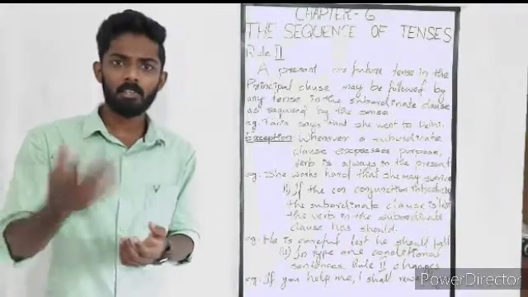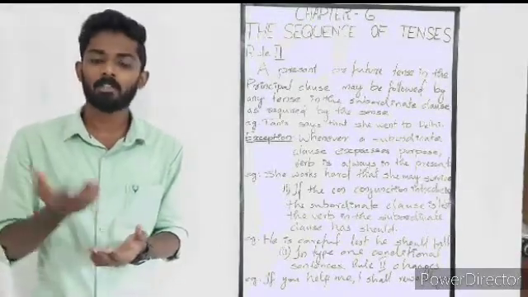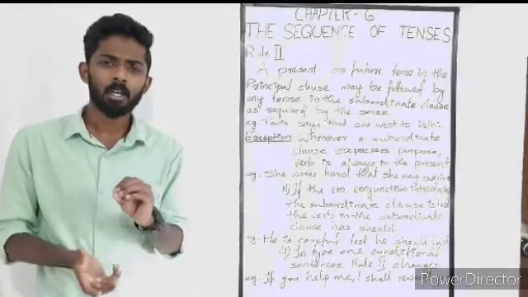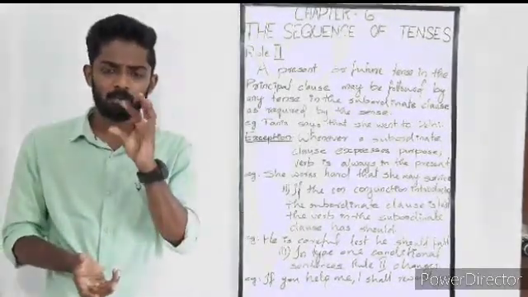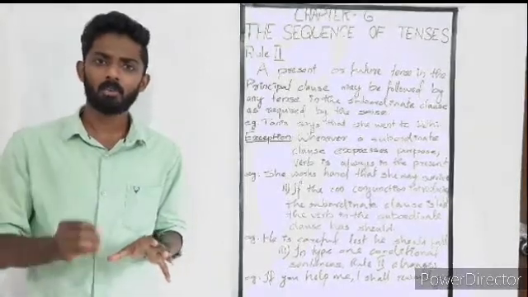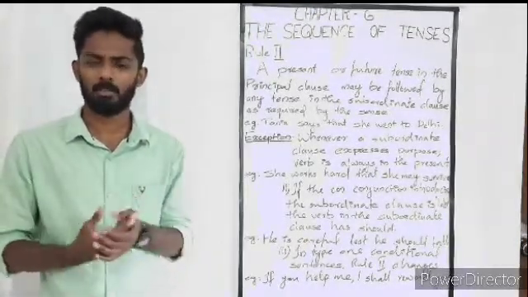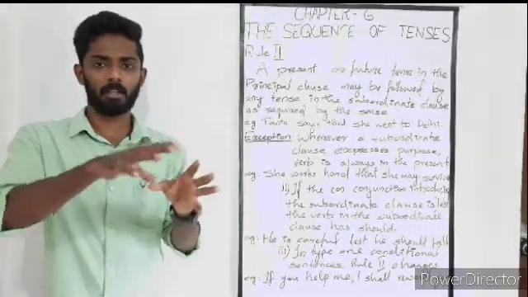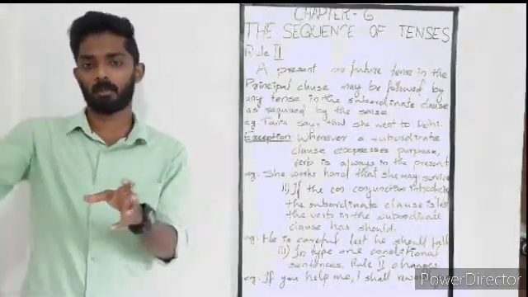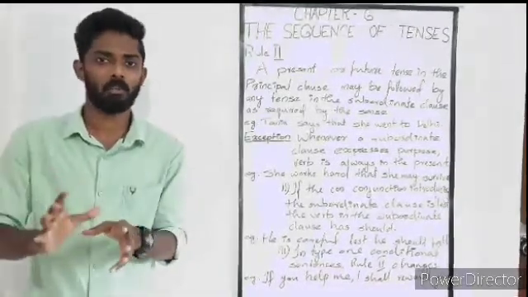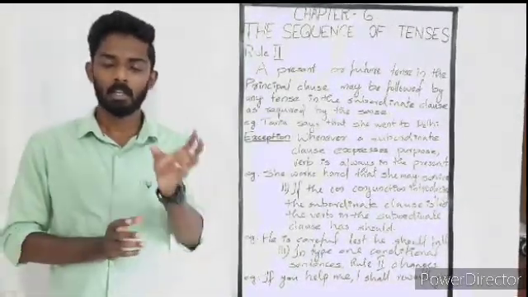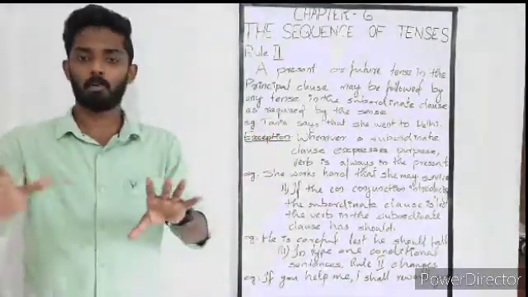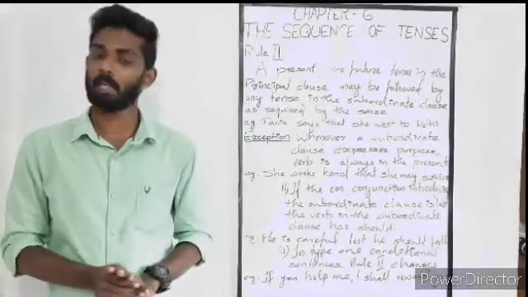Or else, he will say that Ramesh played a trick on him. So here, in the principal clause it is a future tense, and in the subordinate clause it is a past tense. It is not necessary that the present tense has to be followed by the present tense or the future tense by the future tense. If the principal clause is present or future, in the subordinate clause any tense can follow.